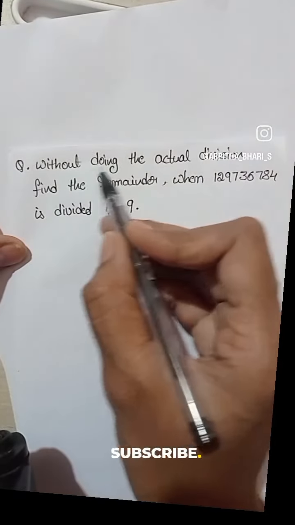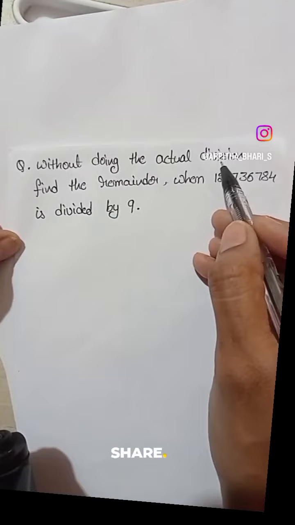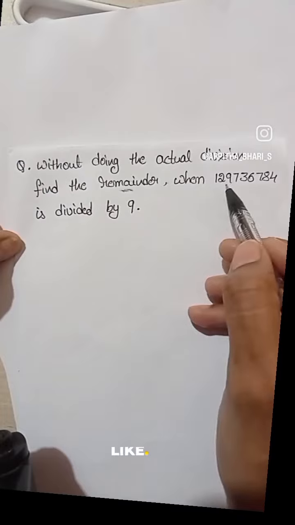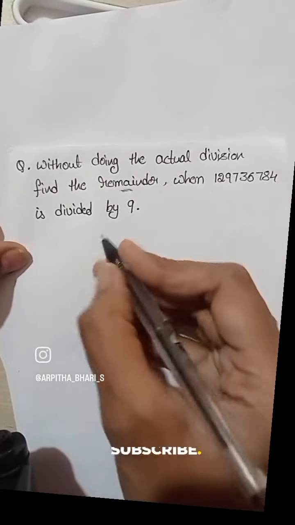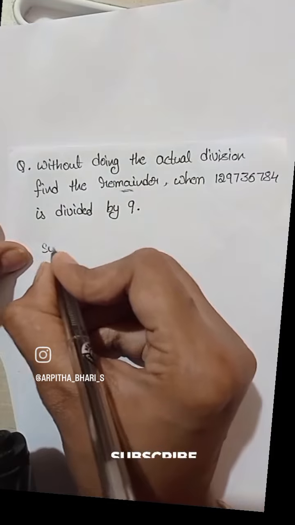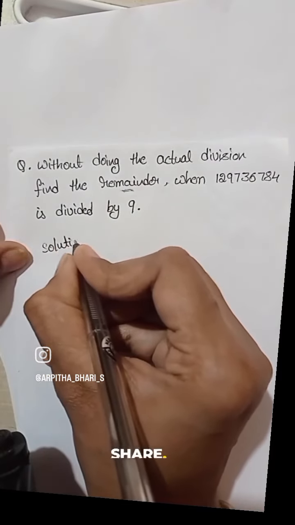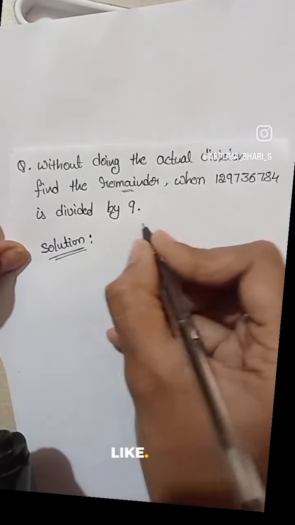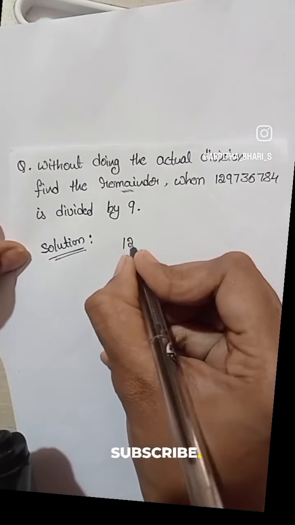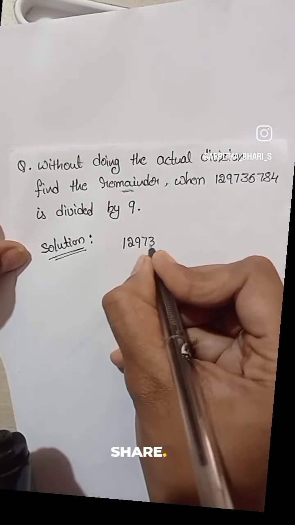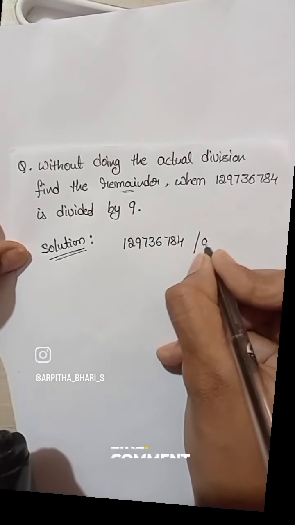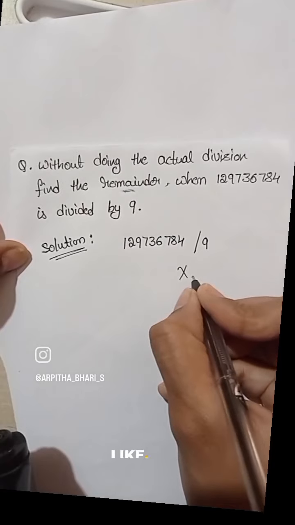Without doing the actual division method, we need to find out the remainder of the given number whenever that number is divided by 9. Now we'll see the solution for this, and we'll write the number once again, what the number they had given. That is 1, 2, 9, 7, 3, 6, 7, 8, 4. That is divided by 9, but not by the normal method.